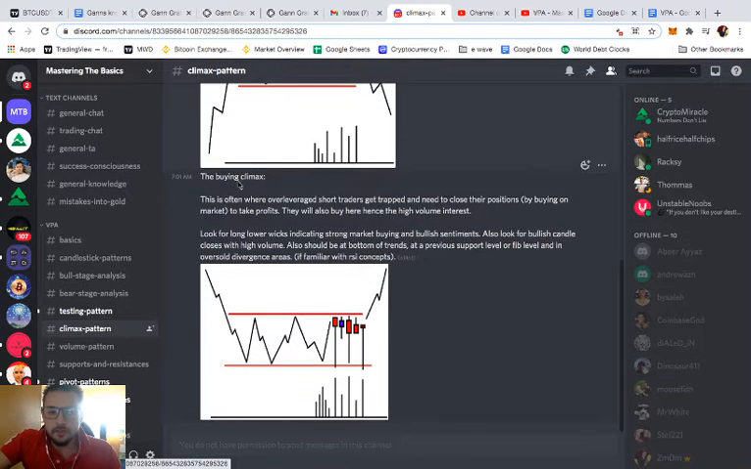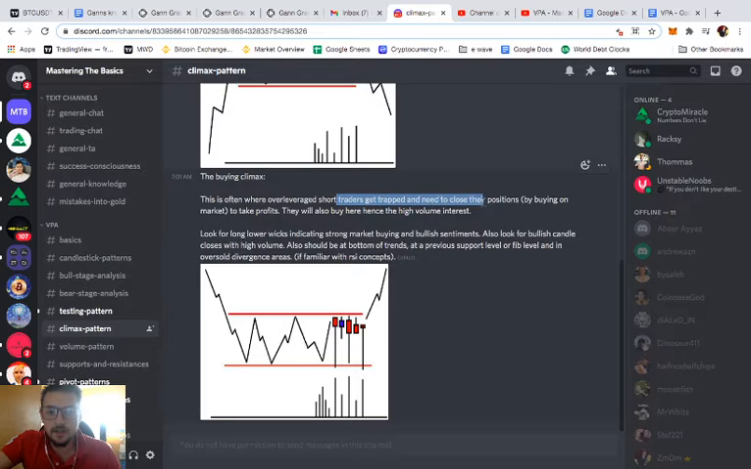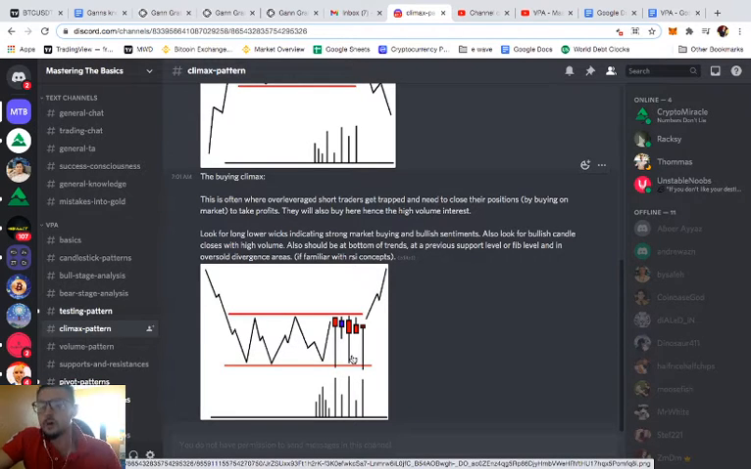So anyways, there's high volume, and this is often where the over-leveraged short traders get trapped and need to close their positions. Market psychology: looking for longs, lower wicks. It means they're market buying. The only way you can cause a wick is order book manipulation, but see the volume? This is real buying, market buying.